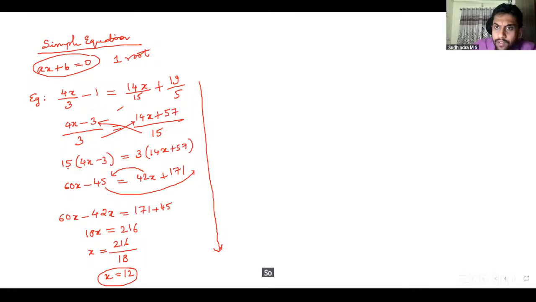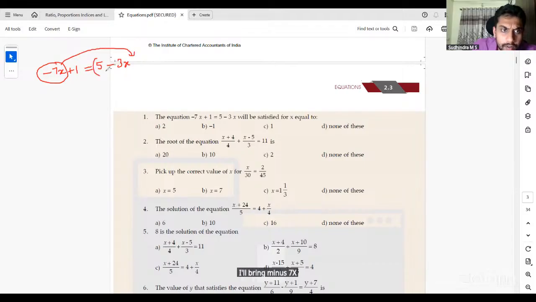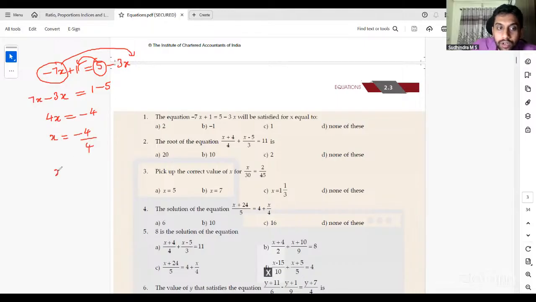So what we have, minus 7x plus 1 equals 5 minus 3x. I'll bring minus 7x to RHS, 5 to LHS. What will I get? Plus 7x minus 3x equals 1 minus 5. 7x minus 3x is 4x. 1 minus 5 is minus 4. X is minus 4 by 4, minus 1. X is minus 1. Understood?